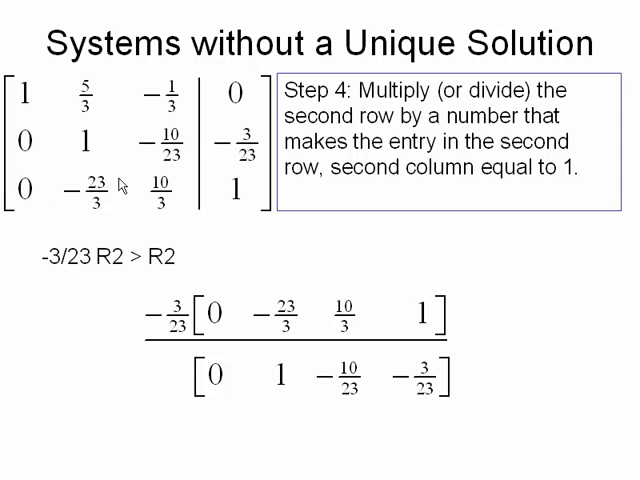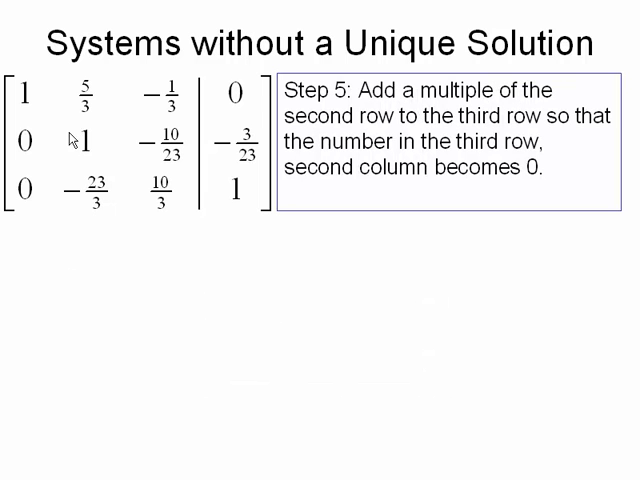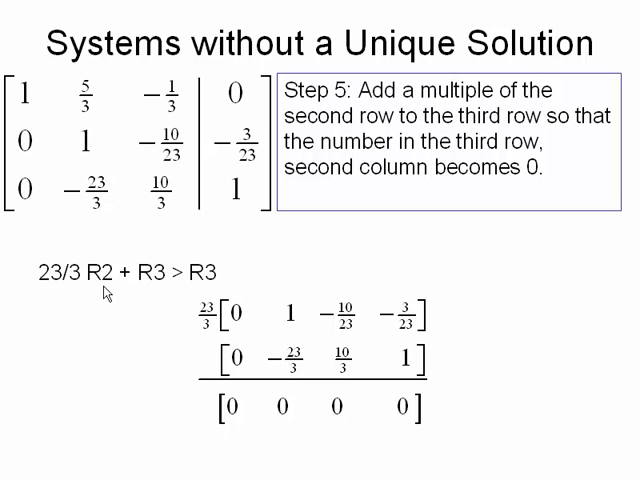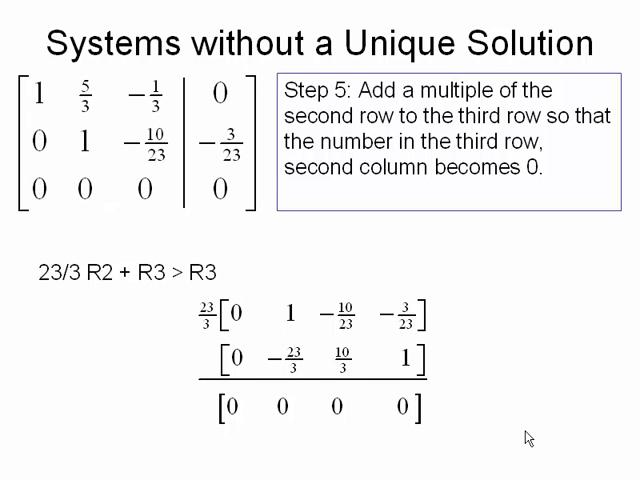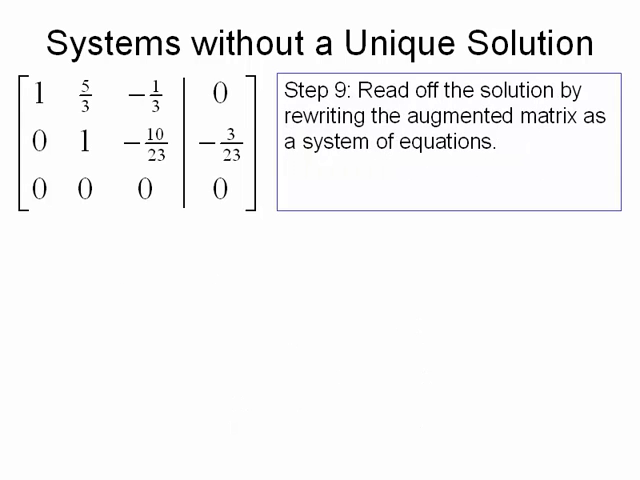Now in the next step, I need to put a 0 below that 1. So to do that, I'll take 23/3 times row 2 and add that to row 3 and put the result in row 3. So here you see that worked out. And what's interesting here is we get a row of 0s that now I'll put into row 3. This tells me something funny is going on here. So I'm going to jump straight to step 9 now, and try to read off my solutions, because there's no way I can use that last row to put 0s up here where I did before.